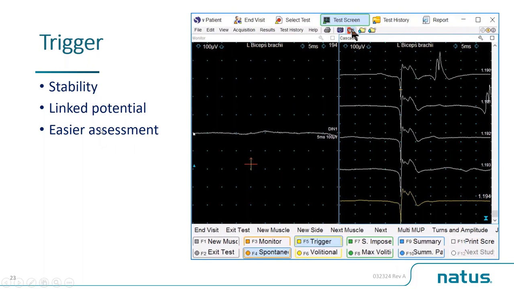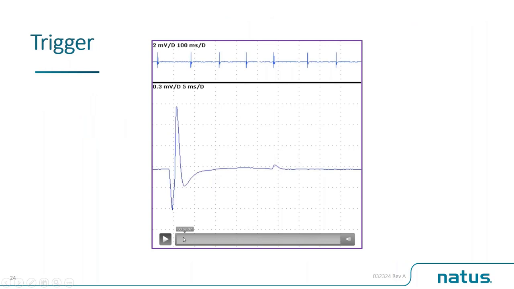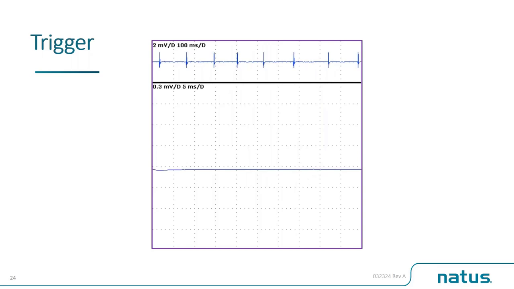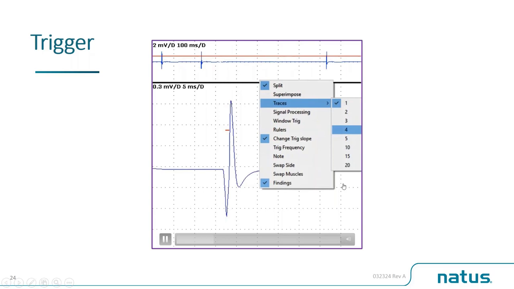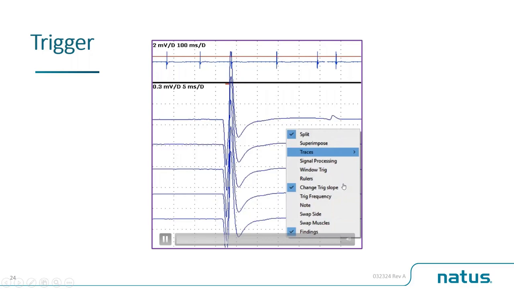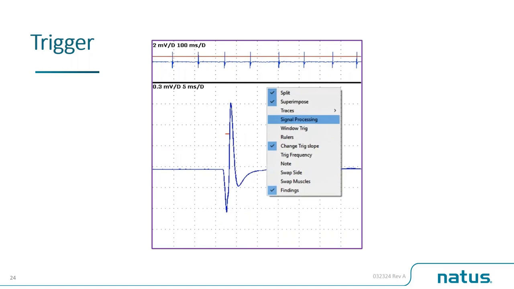Triggering is very useful. Look at this recording. When we look at it in free run, that looks like a nice, simple motor unit potential. But why don't we trigger on it? And all of a sudden, you notice that there is a linked potential. This is something that we would have missed if we were looking at the waveforms in a free running sweep. And we can superimpose and see the stability of the waveform. So just a simple trick can give you a significant amount of information.